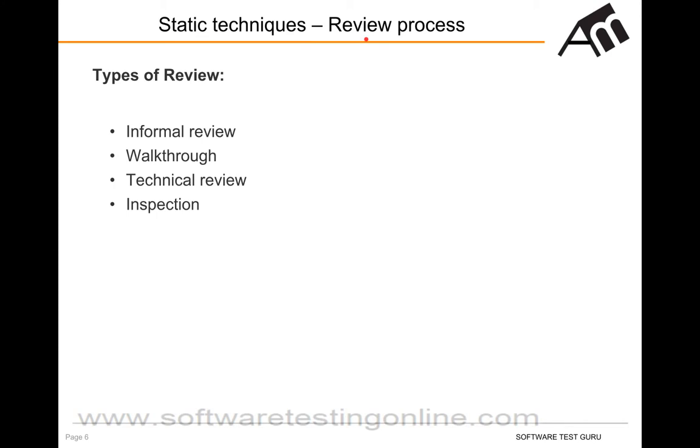Static techniques: the review process. Reviews represent the first form of testing that can take place during the software development lifecycle. The main objectives of performing reviews are: 1. Finding defects, 2. Gaining understanding, 3. Generating discussions, 4. Decision making by consensus. There are different types of review: informal review, walkthrough, technical review, and inspection. We will see them one by one.